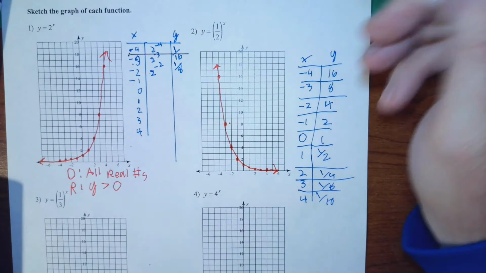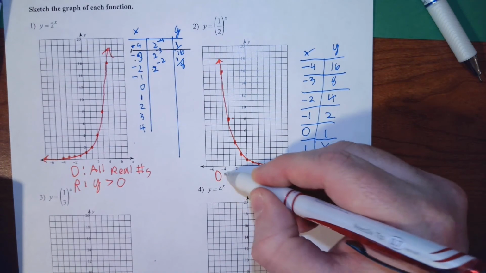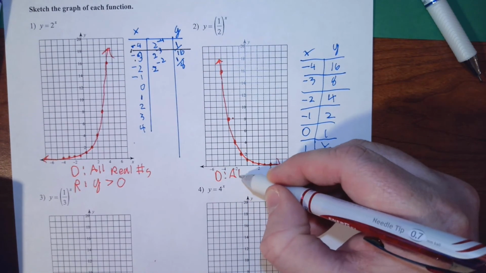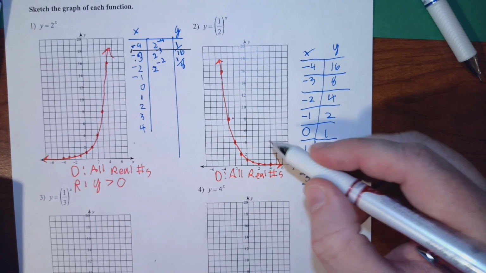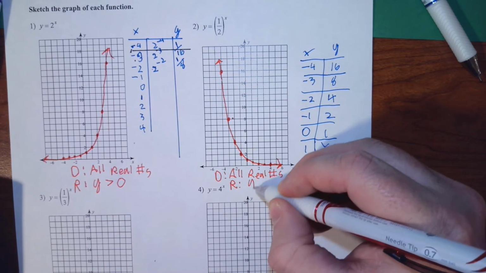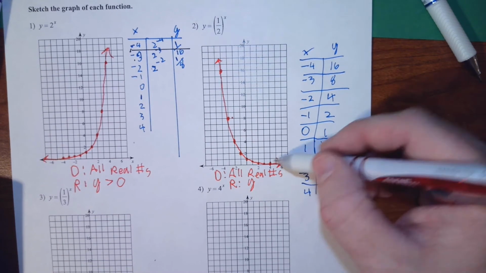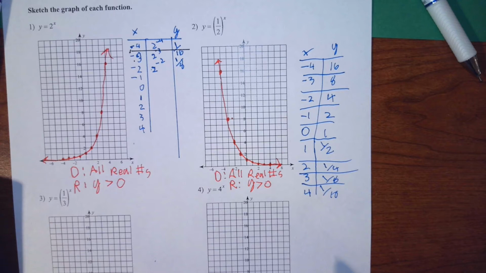Looking at the two, it's almost like a mirror image. So the domain on all of these is all real numbers. There's not a number you can't use. The range is going to be y greater than 0, it looks like, on all the numbers again. Okay, so we did that.